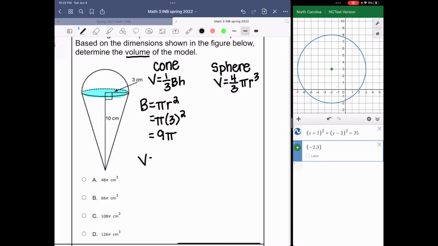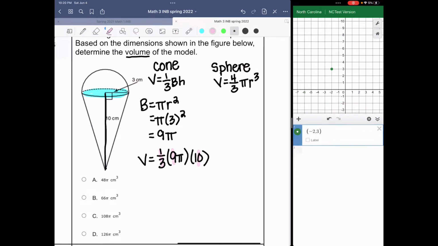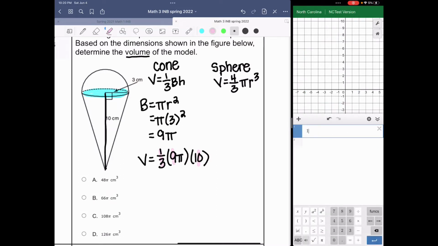Now I'm going to find the actual volume, which is 1/3 times 9 pi times my height, and my height here is 10. So I'm only going to multiply my numbers in this particular problem. So we have 1/3, 9, and 10. So I can just plug that into Desmos. So I have 1/3 times 9 times 10, and that gives me a volume of 30 pi.